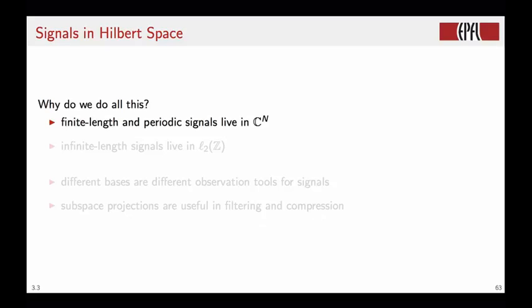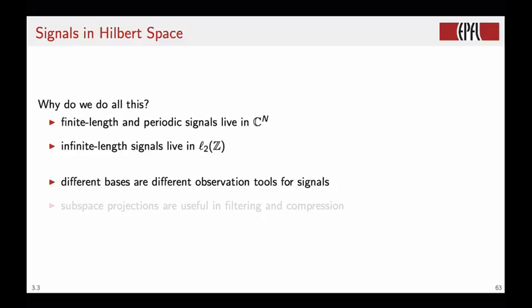Now, this was all a lot of work. We defined Hilbert spaces, we had a lot of definitions and so on. So why do we do all this? It's a valid question. First, both finite length and periodic signals live in Cn, so we can use all of linear algebra and all the geometry of linear algebra to do this. And infinite length signals that we like for general signal processing live in a more general Hilbert space, which is small L2 of Z. So we have a common geometric framework for both finite length periodic signals and infinite length sequences. We have one way to think about a whole bunch of different problems.